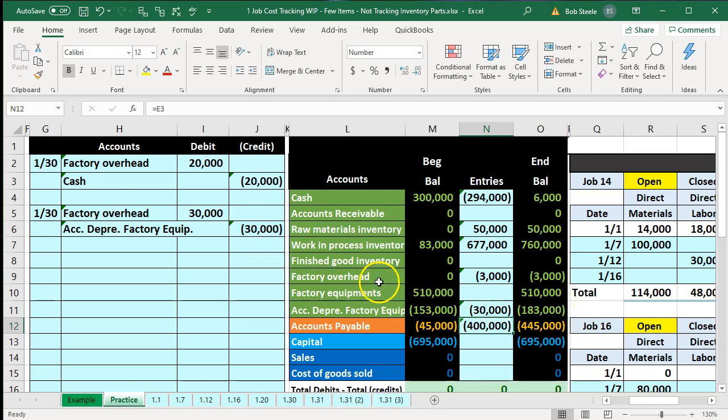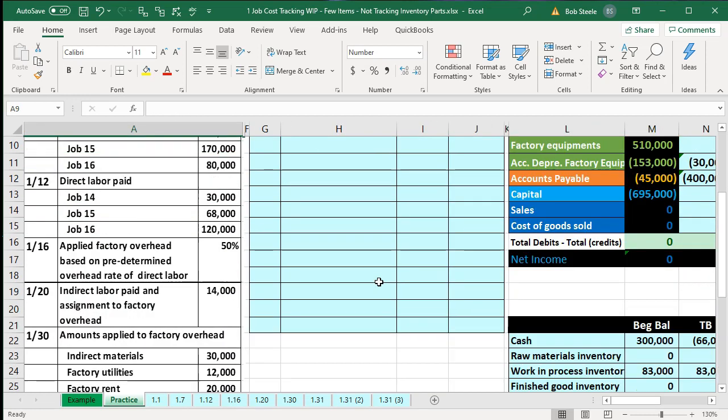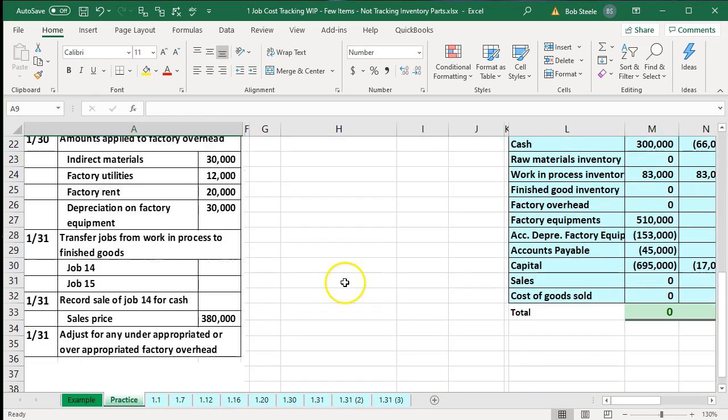So now the factory overhead, we over applied only by 3,000. It's kind of the end of the month. We've allocated all the actual costs to the factory overhead, or we've incurred all the actual costs in the factory overhead, and we have allocated out the cost to the factory overhead, and we've over allocated by 3,000 at this point.